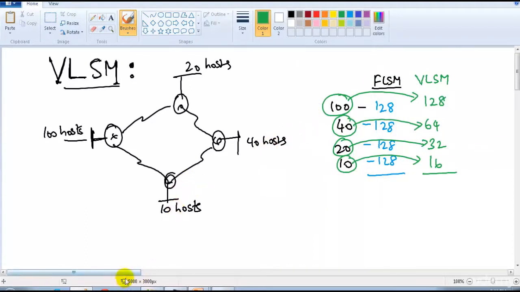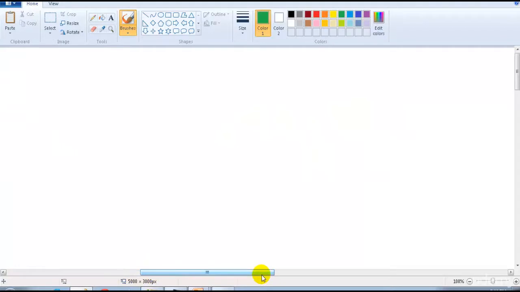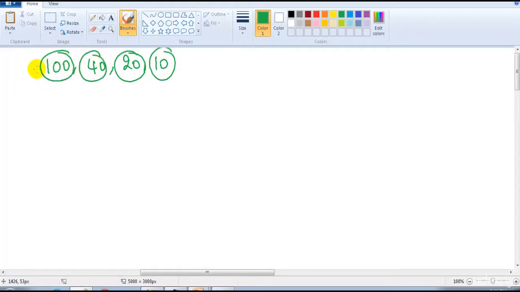When it comes to calculation, the calculation goes exactly the same way as in case of FLSM. Here my requirement is 100, then 40, 20 and 10. I want to divide a network into variable sizes with these different requirements. Let us start with the first requirement, 100 hosts. I'm going to start with the highest requirement, 100 hosts.